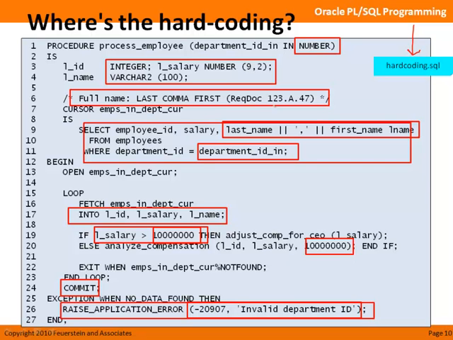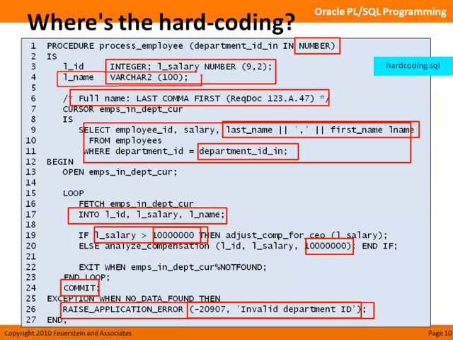and now let's take a look at what I consider to be all the hard codings, or at least I think all the hard codings in this single block of code, and see how many you've discovered for yourself. First of all, we have lots of hard-coded declarations. My department ID is hard-coded as a number type. My LID is an integer. My salary is a number 9, 2. My list name, the name of my employee, is a varchar2 100. Those are all forms of hard coding, the worst I think being the varchar2 100.